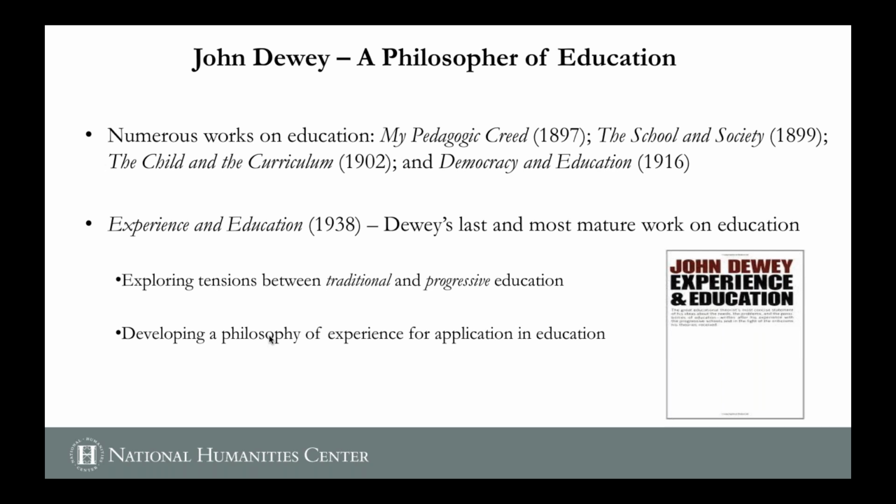A couple of keys to this text. The first is that Dewey explores an overarching tension in educational practice between what he calls traditional and progressive approaches to education. I'm going to talk about that in more depth in the next couple of slides, so I'll bracket that for now. He aims to develop in this text a philosophy of experience for application in education. By that, I mean he's thinking about what types of experiences are beneficial in our classrooms, if we're looking for high quality educational experiences, and so he wants to examine that.